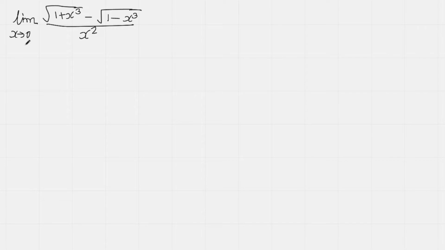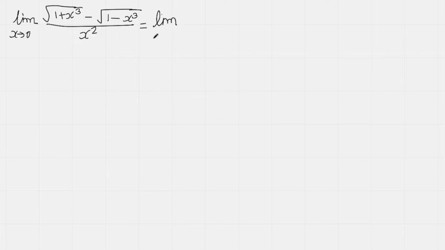So if we substitute x is equal to 0, what happens? If we substitute x is equal to 0, the denominator becomes 0. And if the denominator is 0, then the whole term is not defined. So if we can get rid of this x square in the denominator, then we are done. Okay, so let us simplify it further and let us see what happens to the x square in the denominator.